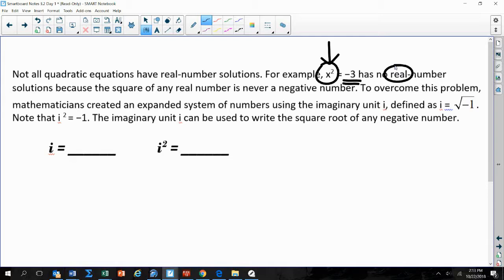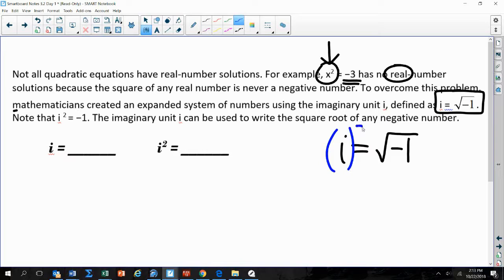Okay? So to overcome the problem of not having a real solution, mathematicians created an expanded system of numbers using the imaginary unit i. And they defined i to be the square root of -1. That's what i is. Okay. So let me ask you a question. If i is the square root of -1, then what is i squared? -1.